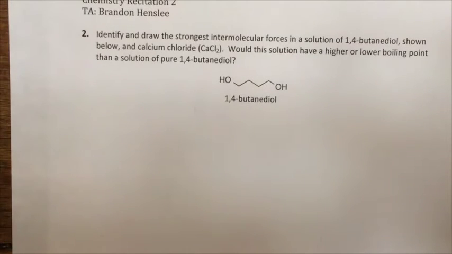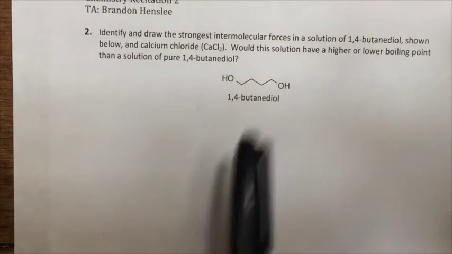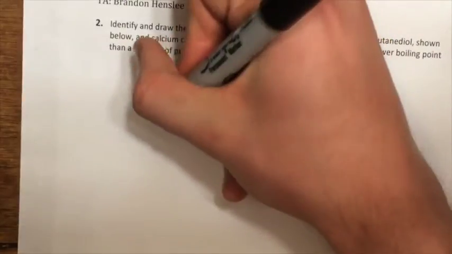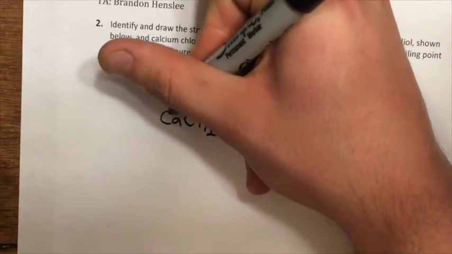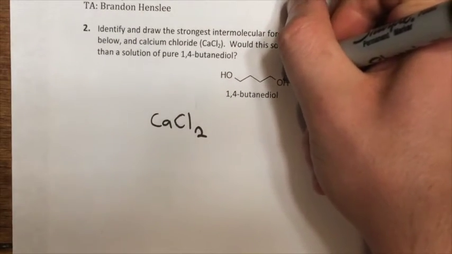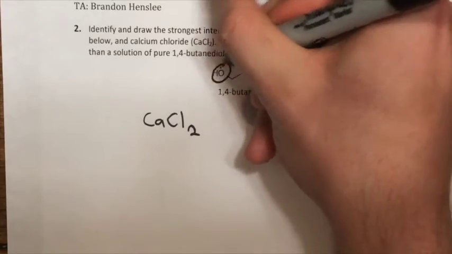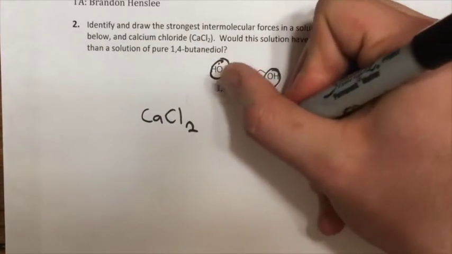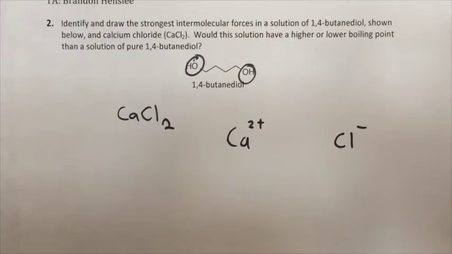So to start, the first problem asks you to draw the strongest intermolecular forces in a solution of 1,4-butane-diol and calcium chloride. Calcium chloride, as we know, is a salt, and you have positively charged calcium that forms an ionic bond with chlorine. So what happens? Butane-diol has two polar bonds, one in this OH and another in this OH. So you will have calcium and chlorine ions in solution.